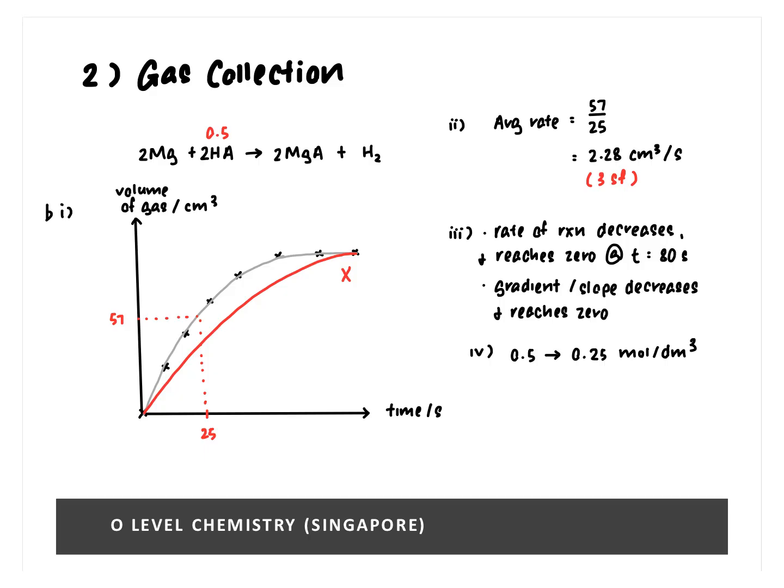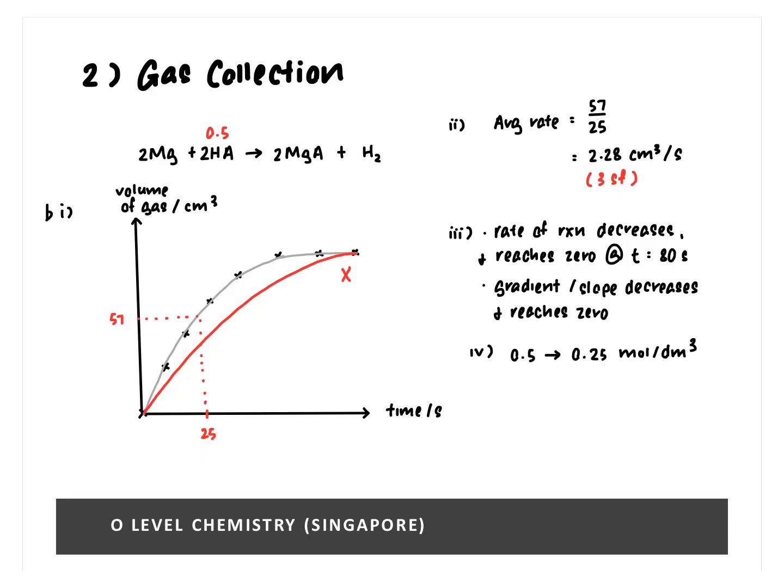Next, the question requires you to describe how the rate of reaction changes. As the reaction proceeds, the rate of reaction decreases and eventually reaches 0 at around 80 seconds. So how do we tell that from the graph? From a volume of gas against time graph, the rate of reaction is indicated by the gradient of the tangent at the different points. So from the graph, you can see that the gradient or the slope decreases and eventually reaches 0.